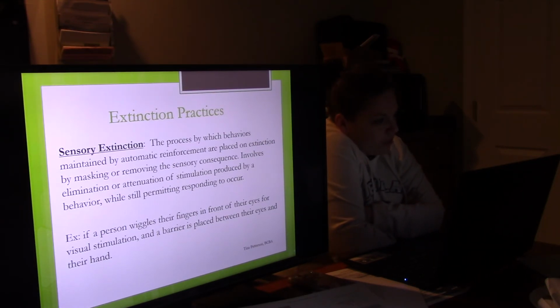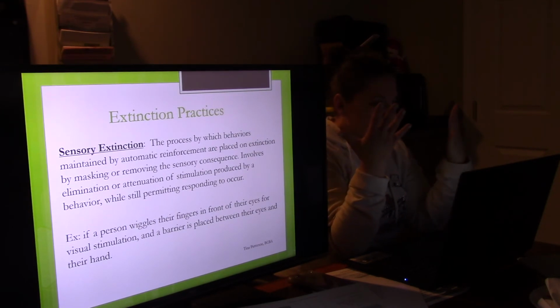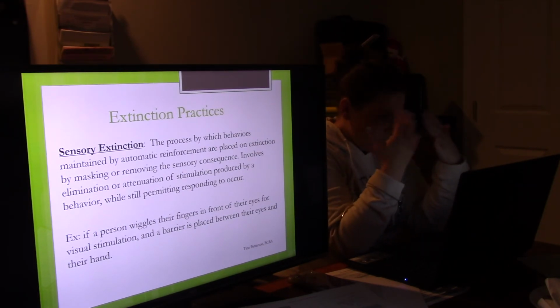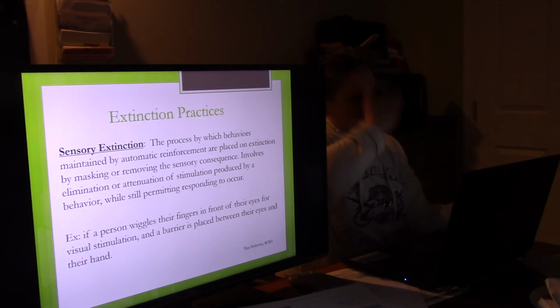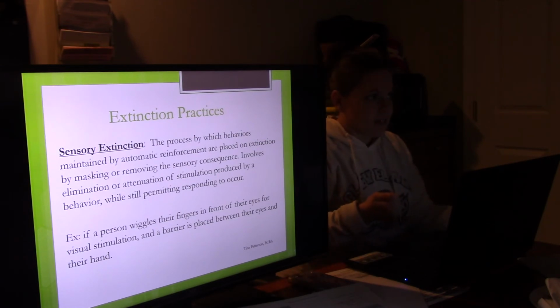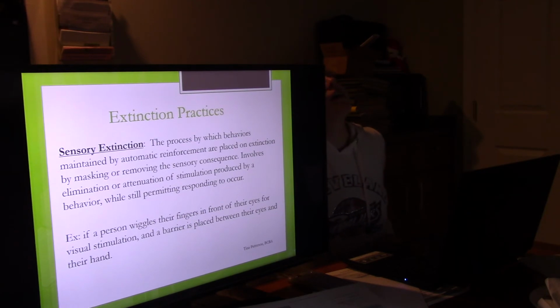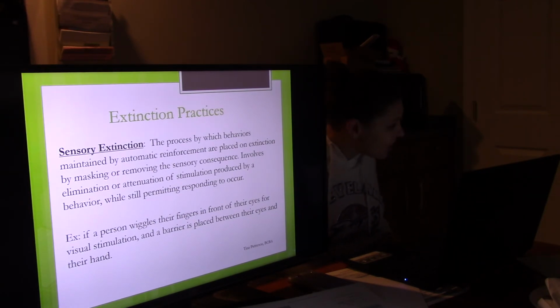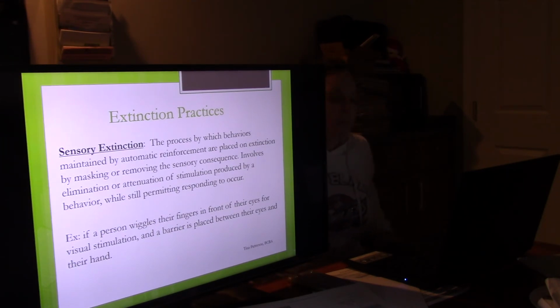So if a person wiggles their fingers in front of their eyes for visual stimulation, right, we see this. And a barrier is placed between their eyes and their hand. It's going to block that sensory input. They can still move their fingers, but they're not getting that sensory stimulation because they can't see it. If they are headbangers, right? They want to headbutt you or the wall or the bench or whatever. You put a helmet on, you can still do it, but they're not going to get the same sensory feeling.